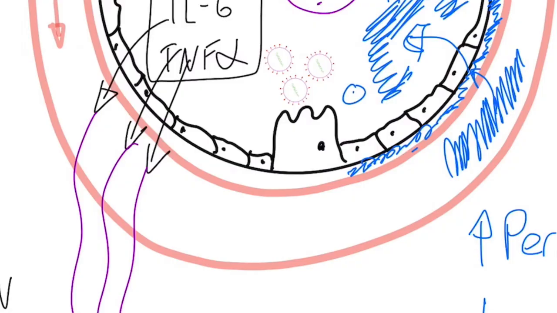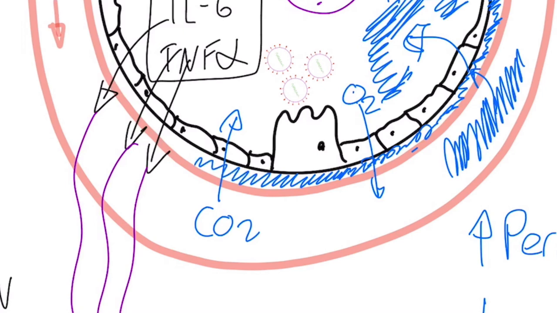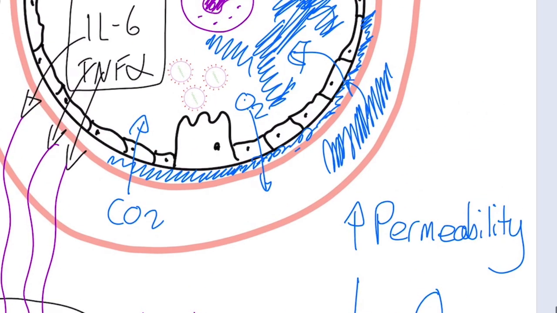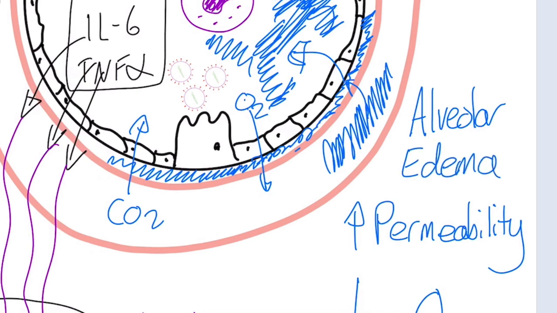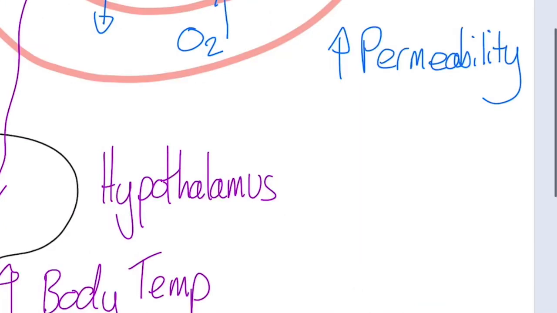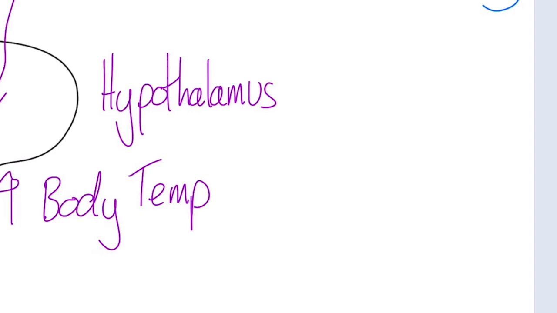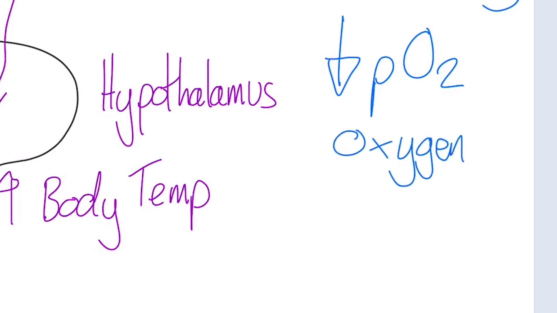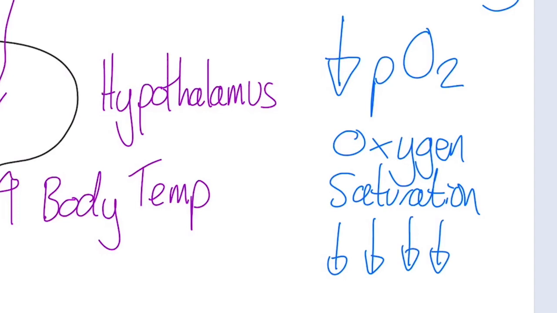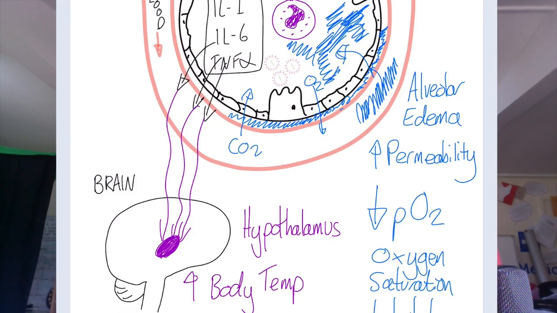We want to get the oxygen into our blood, and we want to get our carbon dioxide out of our blood. But that doesn't happen because we've got this fluid building up between the alveoli and within the alveoli space. This is called alveolar edema. Edema is a build-up of fluid, and we're getting it in the alveolar space. What ultimately happens is we get a reduction in what's called our PO2, basically our oxygen saturation. So our oxygen levels fall because we're not getting the oxygen into our blood. So we've now got a reduction in our oxygen saturation.